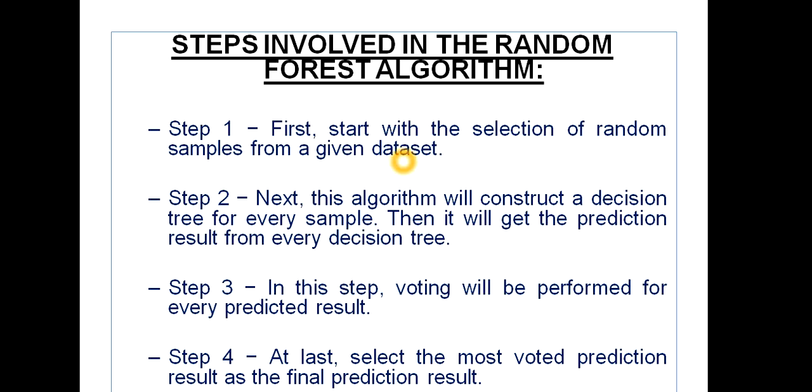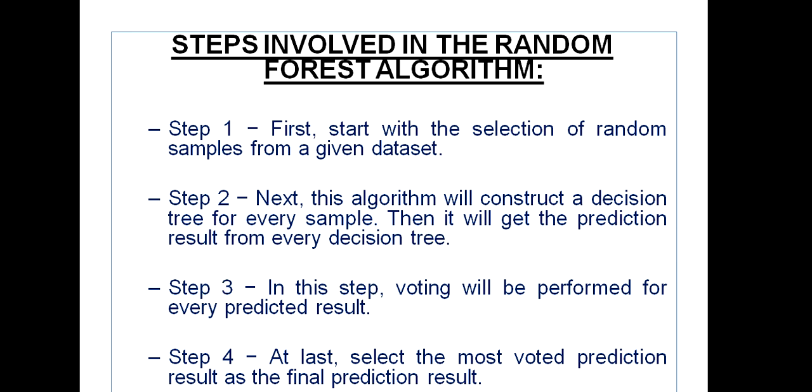Now, what are the steps involved in the random forest algorithm? Step 1. First, start with the selection of random samples from a given dataset. So obviously you are going to start with a selection of some random samples of the given dataset. Then step 2, the algorithm will construct a decision tree for every random sample that you have chosen at step 1. So for every sample, we'll have a different decision tree, and it will get the prediction result from every decision tree.